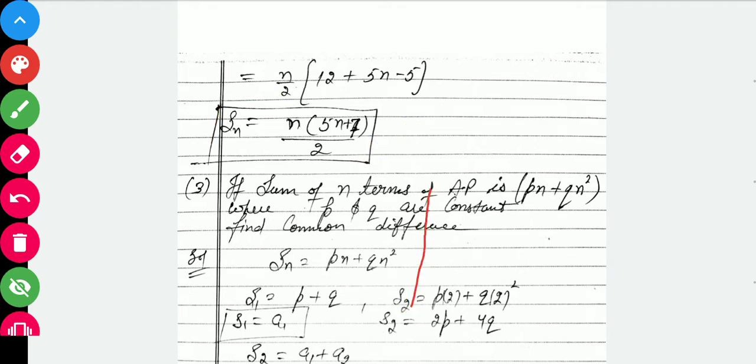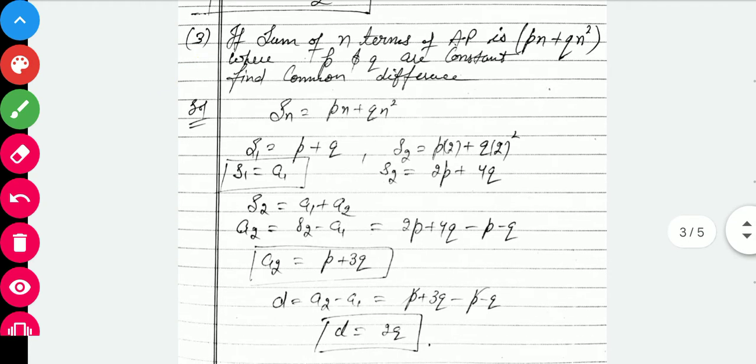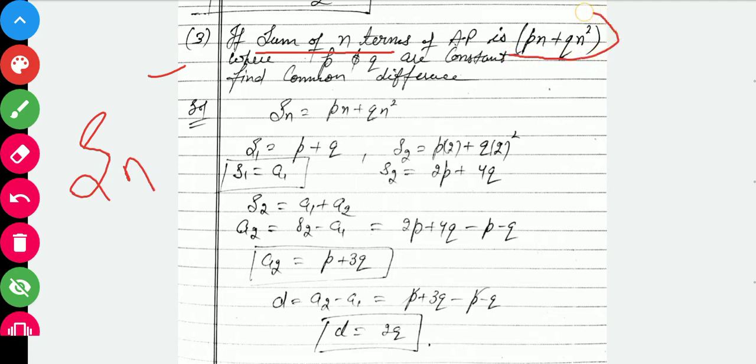Let's take a look at your third sum. These sums are completely based on your 10th standard, but they are having some higher order thinking skills. The sum of n terms. Now it is given that the sum of n terms, Sn, is given to you. N terms is this.